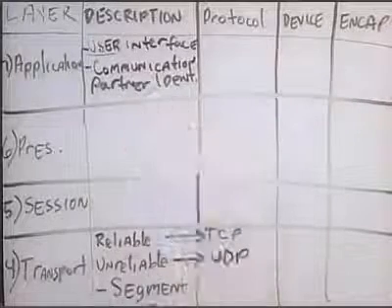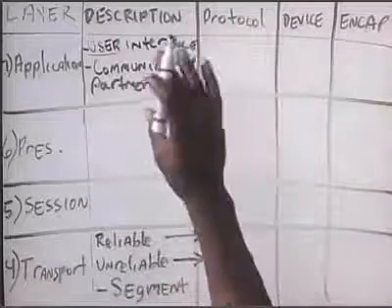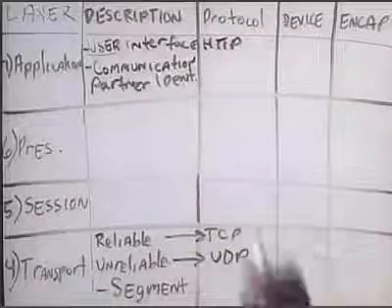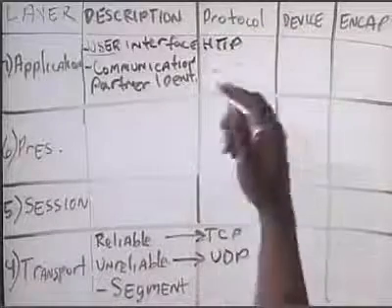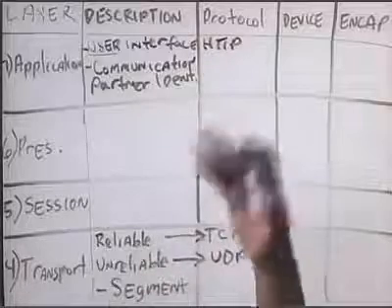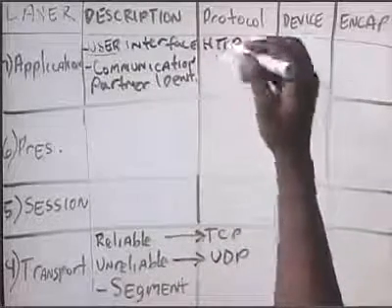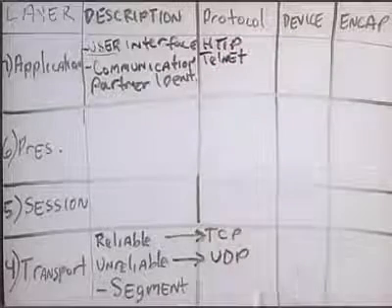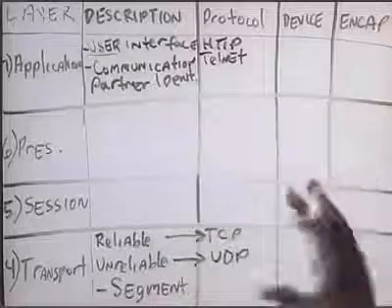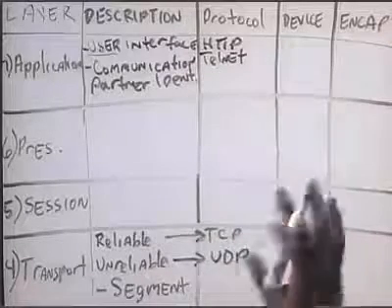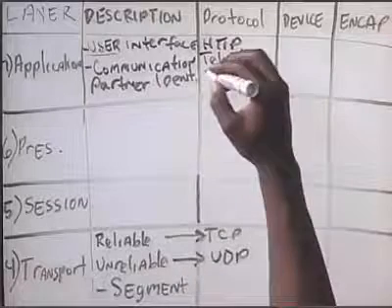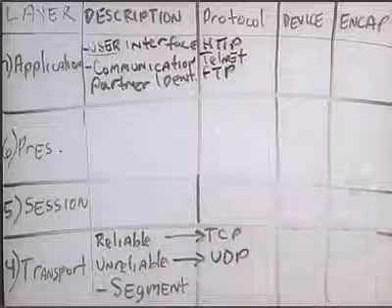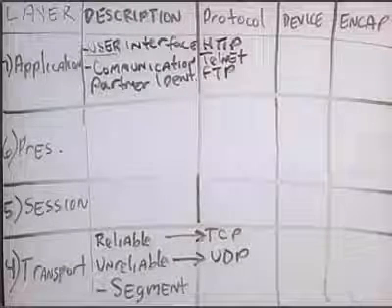Now, in order for this to take place, we use certain protocols such as HTTP, Hypertext Transfer Protocol, which is used for browser windows such as Internet Explorer and Netscape Navigator. Another protocol would be Telnet, which is used for remote control or remote access to another device that you want to configure. Also, another protocol would be FTP, File Transfer Protocol, which is used to download files.